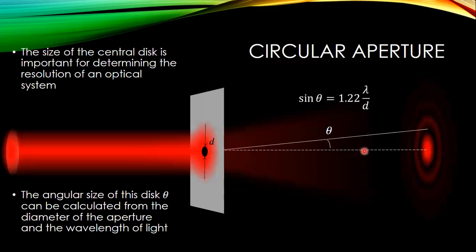In terms of the size of this Airy disk, we're really interested in the first destructive interference zone, the first minima. This happens at an angular distance where the sine of the angular size is equal to 1.22 times lambda, the wavelength of light, divided by the diameter of the circular aperture.